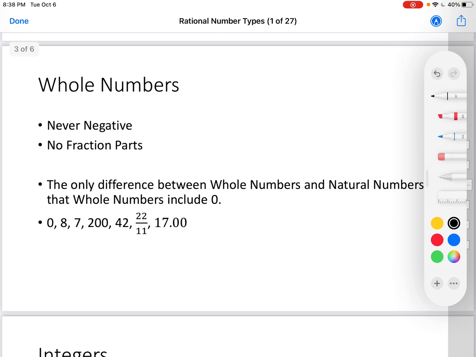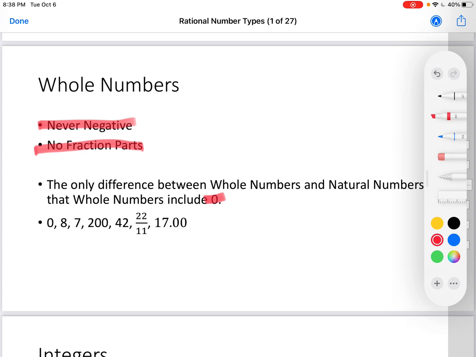Okay, here's the new one. Whole numbers. Whole numbers have no fraction parts, so they're still types of integers, and they're rational, but instead of having to be positive, they just can't be negative. Basically, the only difference between the whole numbers and the natural numbers is that the whole numbers include 0. 0 is the only whole number that's not a natural number. It's the most minor difference between types of numbers.